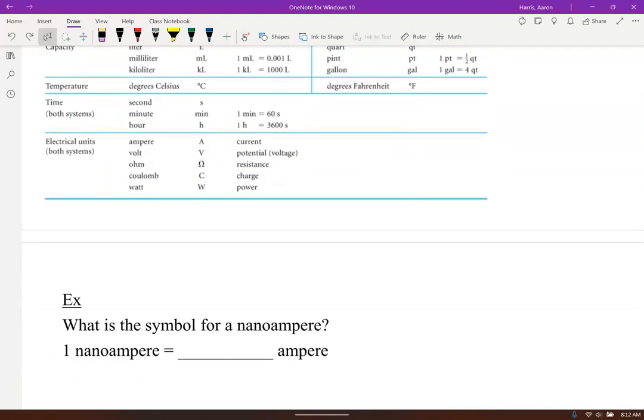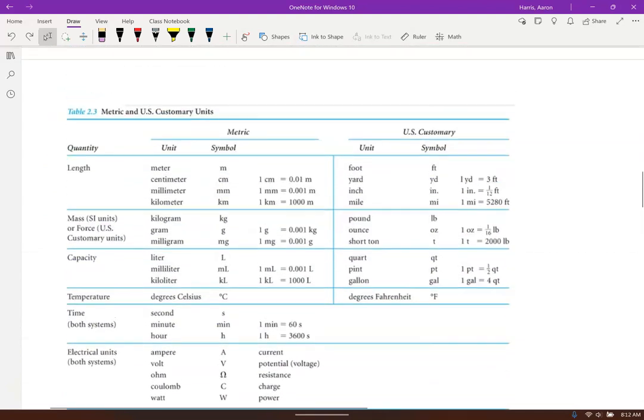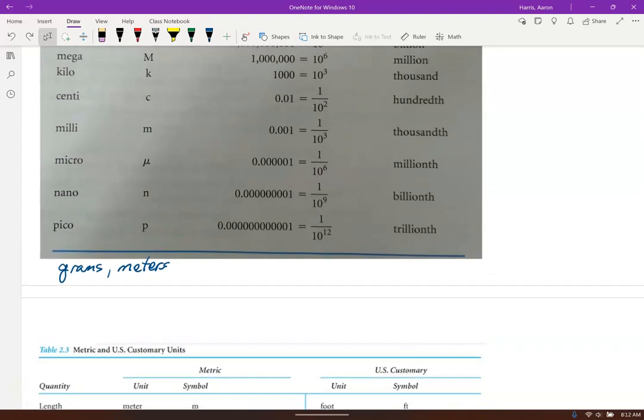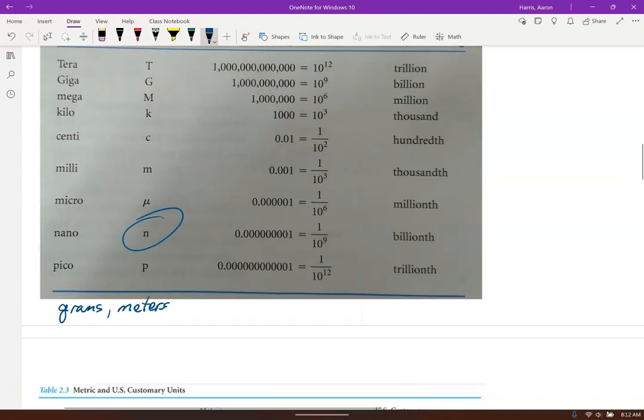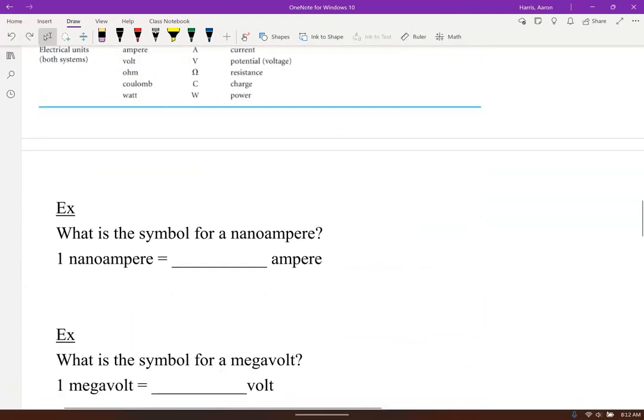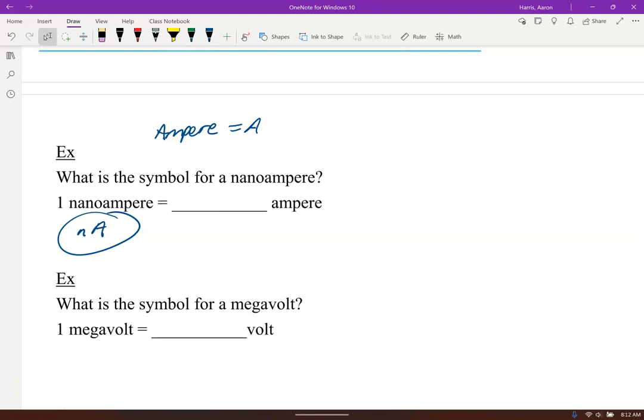So what's the symbol for a nanoampere? Go up here and you say, well, nano, if you notice right there, is lowercase n, and ampere is capital A. I should say that ampere is capital A. So nanoampere, that'd be the symbol for that.